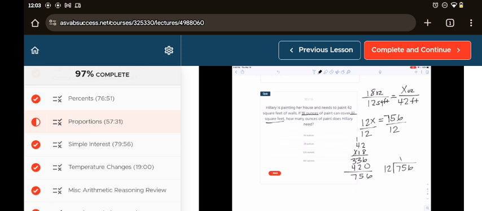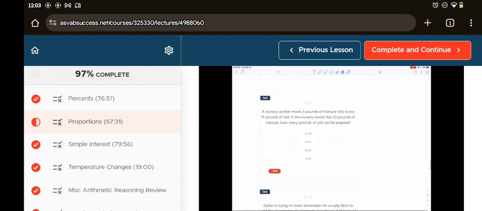12 goes into 75 6 times. 12 times 6 is 72. 75 minus 72 is 3. Now I bring down my 6. 12 goes into 36 3 times. 12 times 3 is 36. 36 minus 36 is 0. So my answer is 63 ounces. There we are. Okay, awesome. Let's move on to number 11.